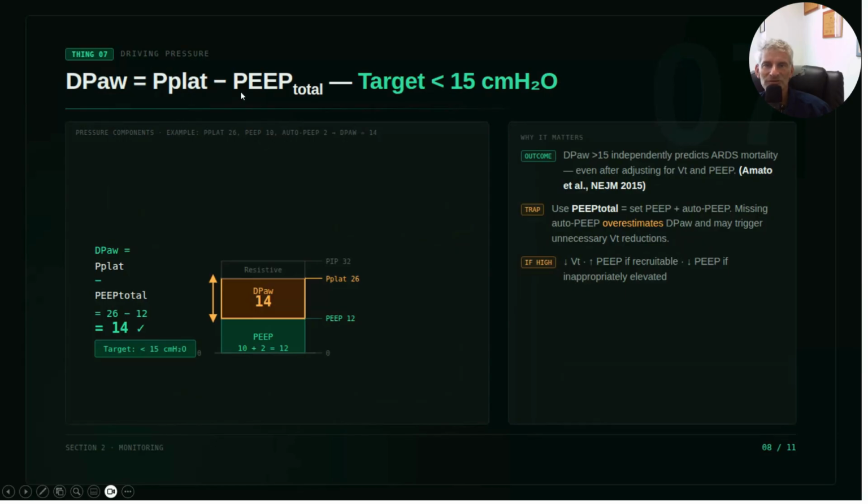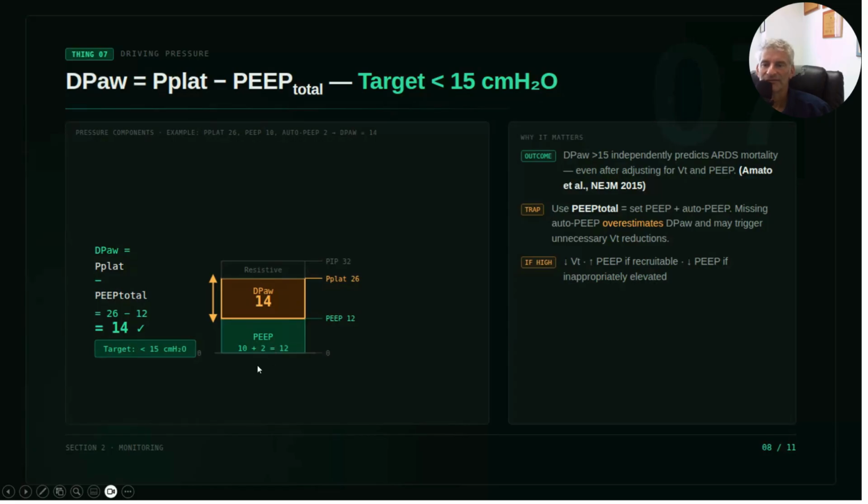Plateau minus PEEP, total, is the airway driving pressure. A driving pressure greater than 15 predicts ARDS mortality even after adjusting for low tidal volume and PEEP. That's the Amato trial in the New England Journal of Medicine. So here again, if you have a plateau pressure of 26 and a PEEP of 12, your driving pressure again is 14.